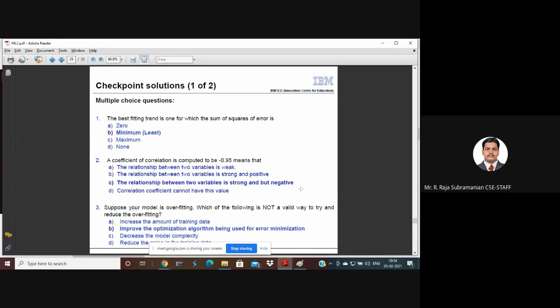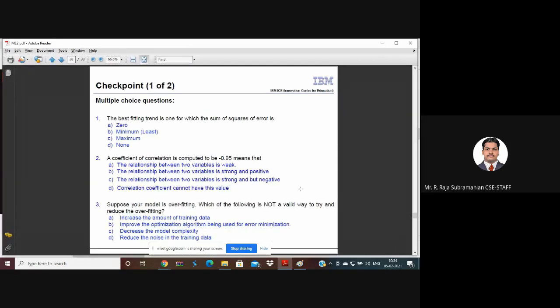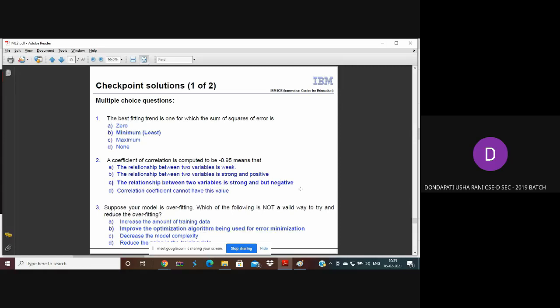Next, suppose your model is overfitting. Which of the following is not a valid way to try and reduce the overfitting? Not a valid way. Increase the amount of test data. And to improve the optimization algorithm being used for error minimization, right? I already displayed the answer.